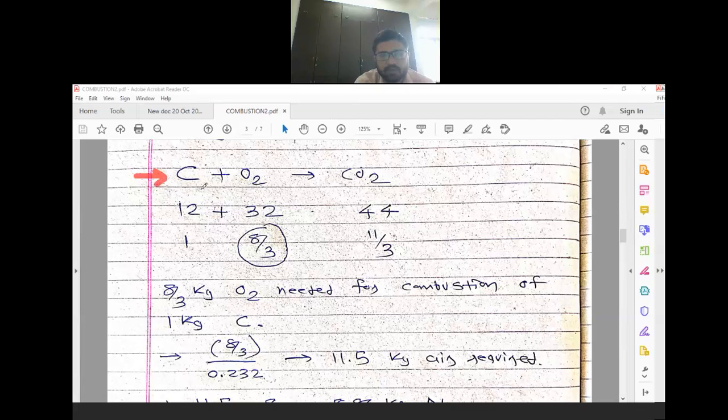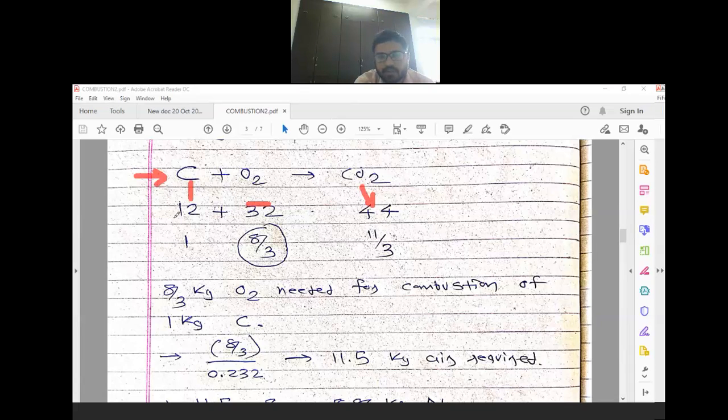Clear? What is the atomic mass of carbon? That is 12, that we know. O is 16, 16 into 2 means 32. CO2 means carbon 12 and oxygen 32, total 44. So here we can conclude that for combustion of 12 kg carbon, you require 32 kg oxygen and the output will be 44 kg CO2.